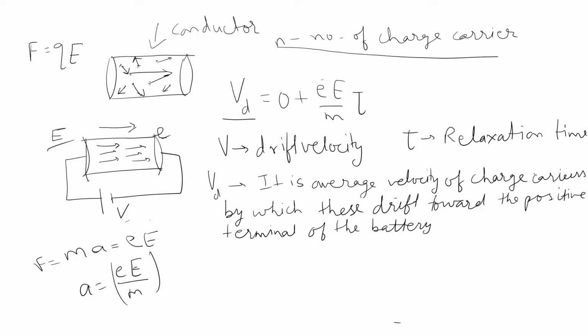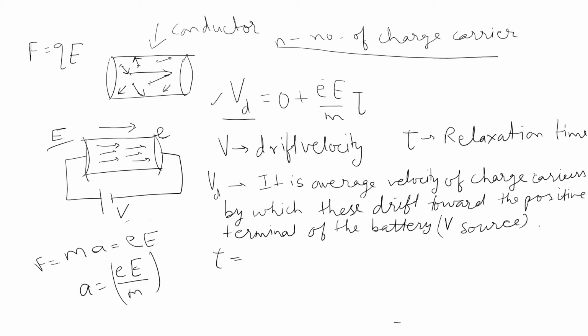I have written battery, you can write potential source or whatever you are using. What is written here is average velocity. I have taken the average of all the velocities of each particle. And what is relaxation time?